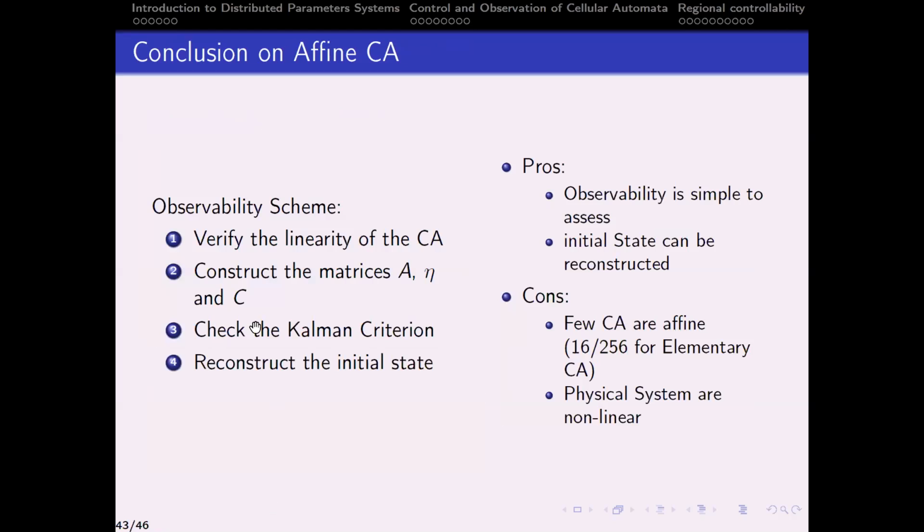What is the conclusion for Affine CA? That's what I told you: it's only the beginning. We start to work with observability and with some specific CA. For observability, we have to check the linearity of the CA, linearity even for Affine, construct the matrices A, eta, and C, and check the Kalman criterion. With this, we can obtain gamma and Y, and after that we can reconstruct the initial state. Of course, there are some advantages. Observability is simple to assess, and the initial state can be reconstructed. But only few CA are Affine.